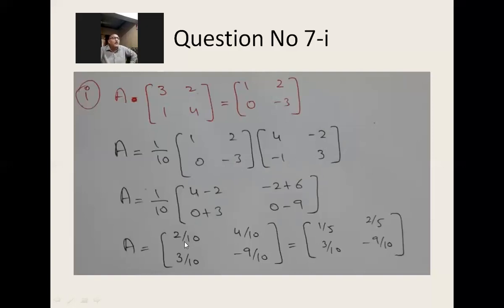So you will have 4 minus 2, that will be 2. Minus 2 plus 6, that will be 4. 0 plus 3, that will be 3. 0 minus 9, that will be minus 9. So this 1 by 10 will also come inside. So you will have 2 by 10, 4 by 10, 3 by 10, minus 9 by 10. So when you cancel these numerators and denominators, you will get 1 by 5, 2 by 5, 3 by 10, minus 9 by 10. So this is the value of the A.